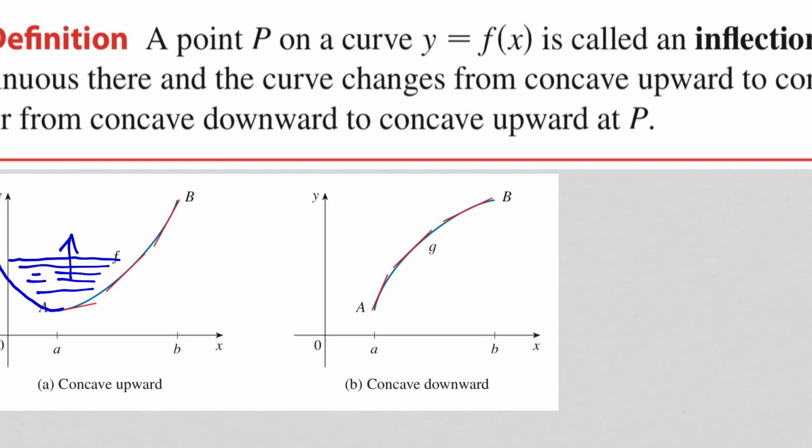And if the graph lies below all of its tangents, then it's concave downward. So if we were to continue the graph in this manner, it is the case here that the graph would not hold water, right? The water would dump out here. And that's what it means to be concave downward from an intuitive perspective.